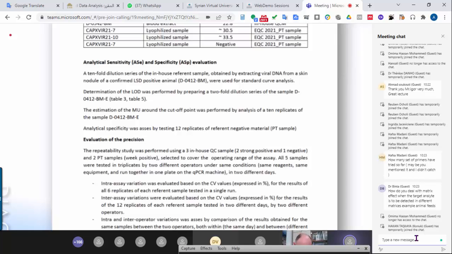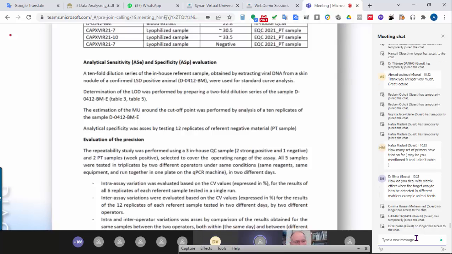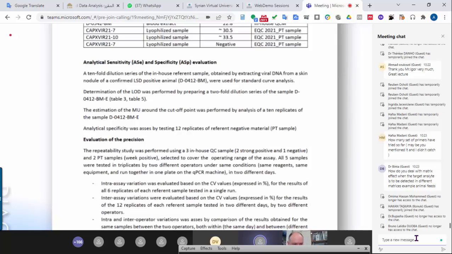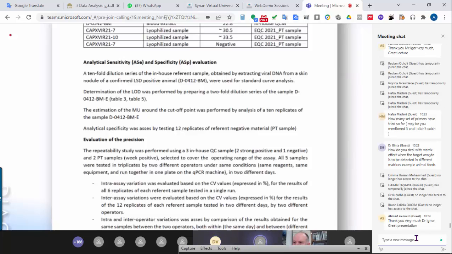Yes. Okay, thank you. Next question from Dr. Teki from Nigeria. The importance of cellular immune response in capripox virus infection. My question is, how is the cellular immune response assayed? May someone take this question? How to assay cellular immune response?